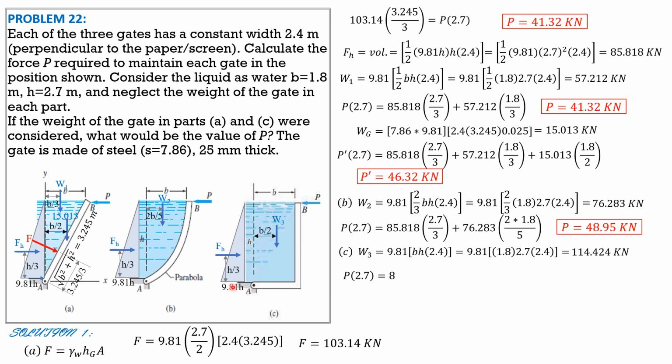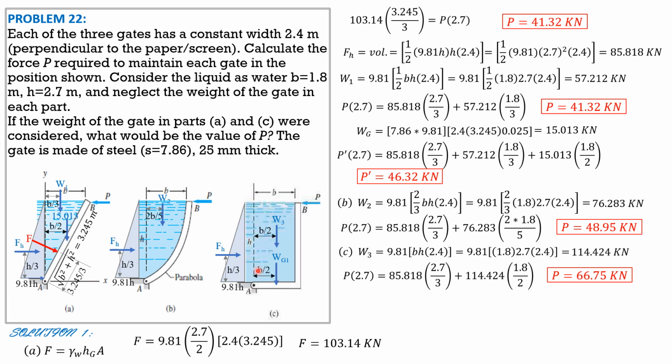Then summation of moment about A equals 0. P times 2.7 equals 85.818 times 2.7 over 3 plus 114.424 times 1.8 over 2, B over 2. So P is equal to 66.75 kilonewtons. Then for the second part, considering the weight of the gate, let's divide this into two parts. Take note that B is from the vertical line through A to this inner vertical edge. Since the thickness is considered, the moment arm for the weight in this part here would be added half of the thickness. So call this WG1.